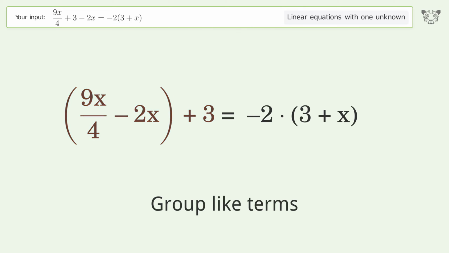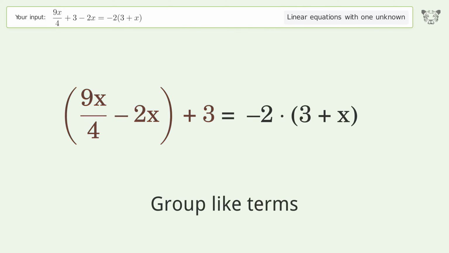Group the coefficients. Convert the integer into a fraction. Combine the fractions. Combine the numerators. Expand the parentheses. Simplify the arithmetic.